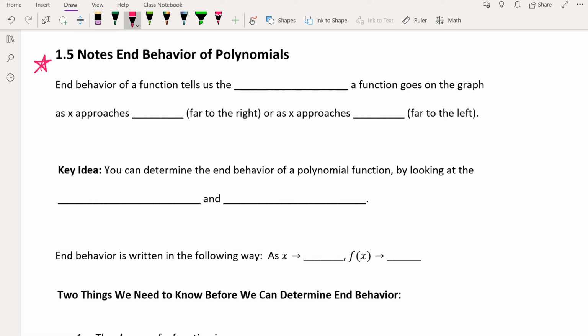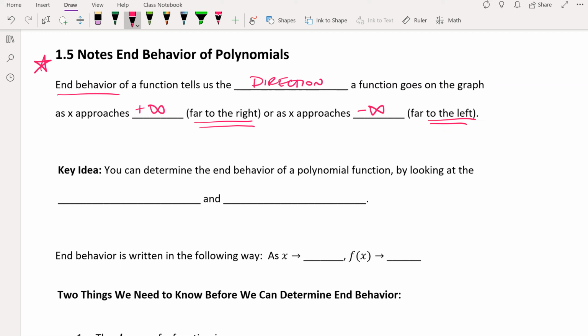So here we go. End behavior of a function tells us the direction a function goes on the graph as x approaches positive infinity, and that's far to the right on the graph, or as x approaches negative infinity, and that's far to the left.